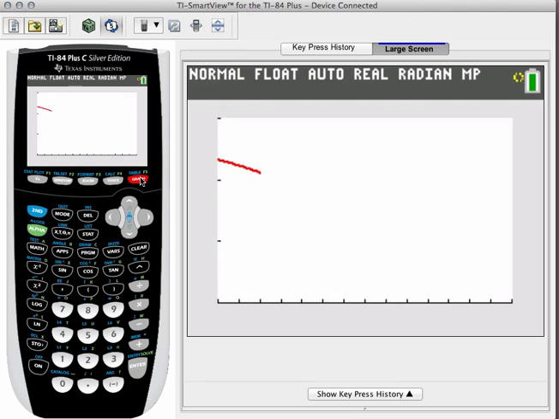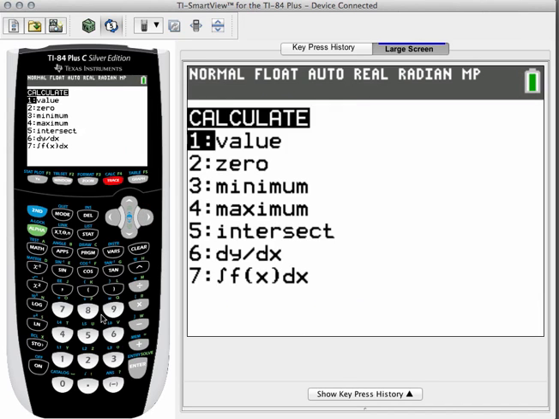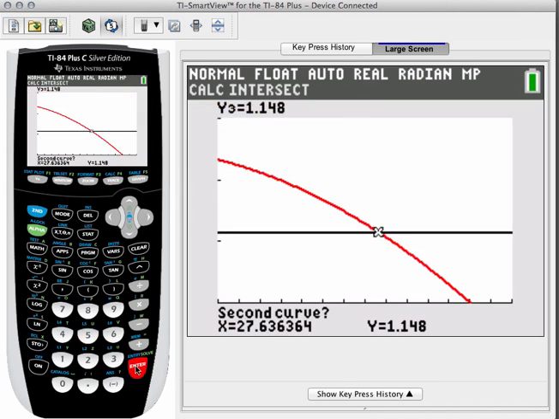So here's your derivative graph coming first. And here comes the 1.148. So I want to find that point of intersection. We had better get that 27.674. There we go. Got it. So a great way to confirm graphically what we were able to find algebraically.